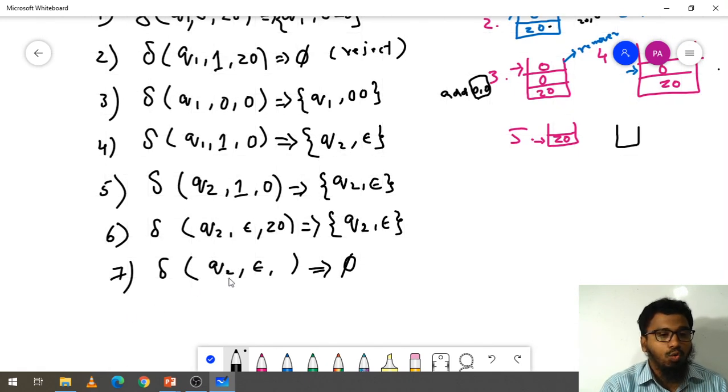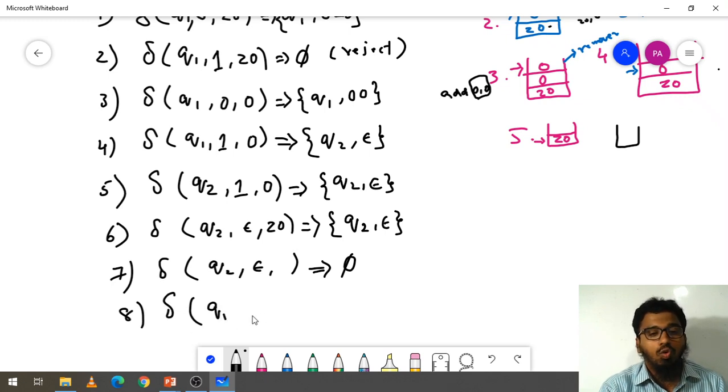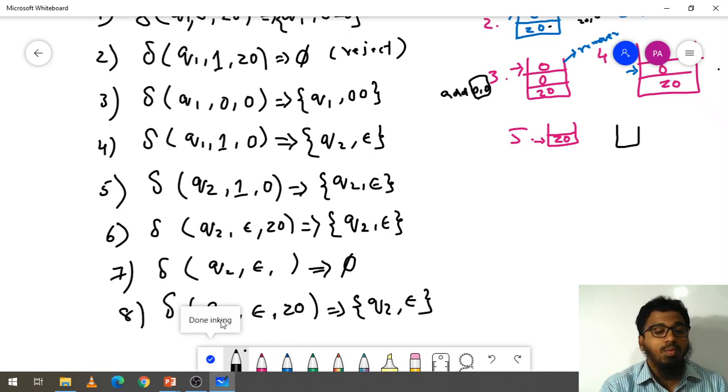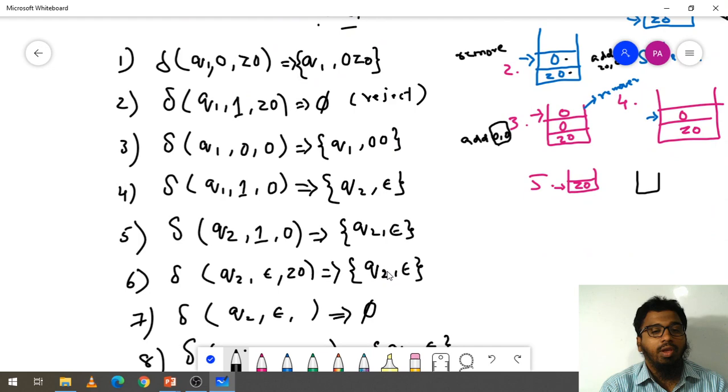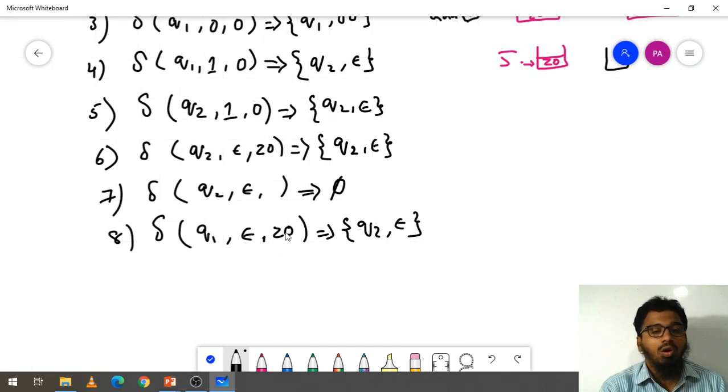And in the same way q2, how we did here, q2 epsilon z0, in the same way we need to do delta for the q1 also, q1 epsilon z0, where it will go? It will go to q2 epsilon. That means from the initial state, after this we are going to the final state. So check in the graph here, when q1 on epsilon is going to q2. Okay. So whenever we have q1 epsilon z0, at that time it will go to the q2 epsilon.